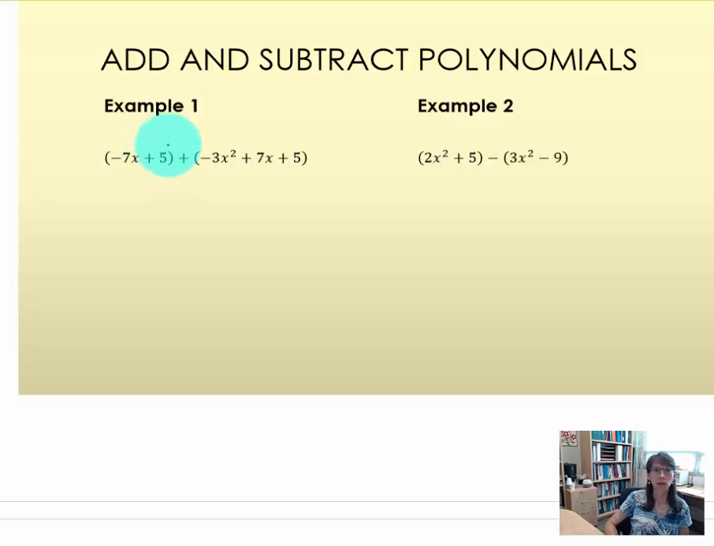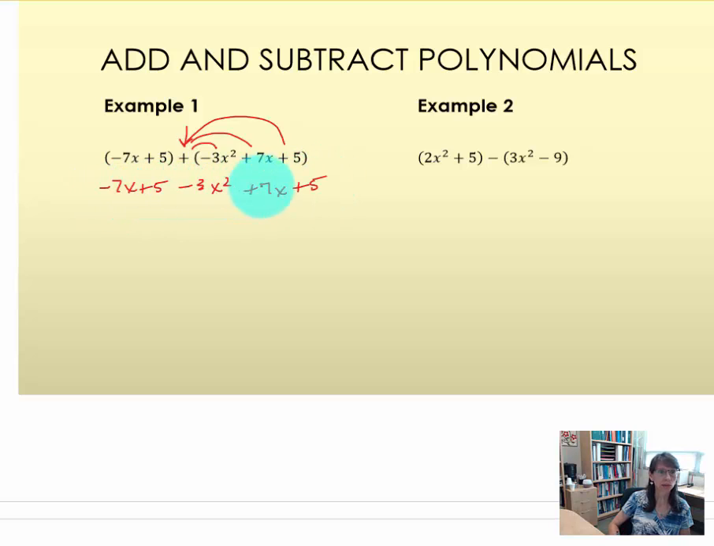To add or subtract polynomials, make sure you're checking what the sign is. So I've got a quantity added to another quantity. With this plus sign, a positive 1 is actually being distributed to every term in the quantity. And we know that multiplying by positive 1 does not change the sign of the terms. So basically, we are just removing the parentheses. So our first term is negative 7x plus 5, minus 3x squared plus 7x plus 5.